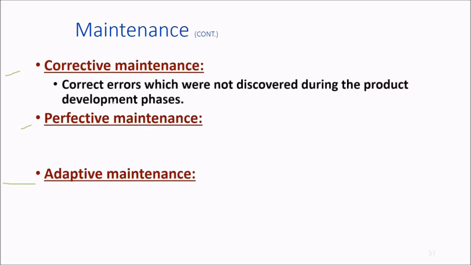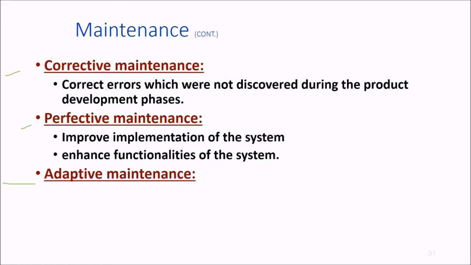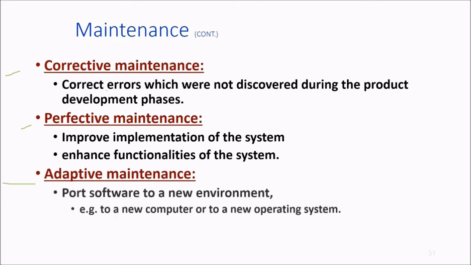What is corrective maintenance? It tends to correct the errors which were not discovered during the development phase. Perfective maintenance, we try to improve the implementation of the system or add or enhance functionalities to the existing system. Then what is adaptive maintenance? We port software to a new environment, that is, to a new computer or a new operating system. So this is adaptive, adapting to the present scenario.